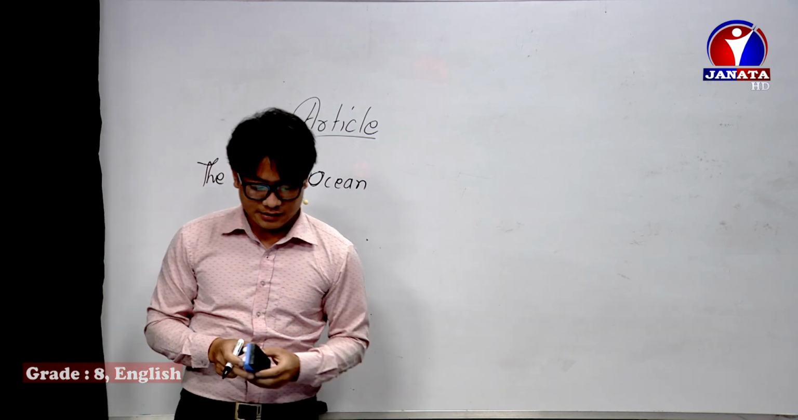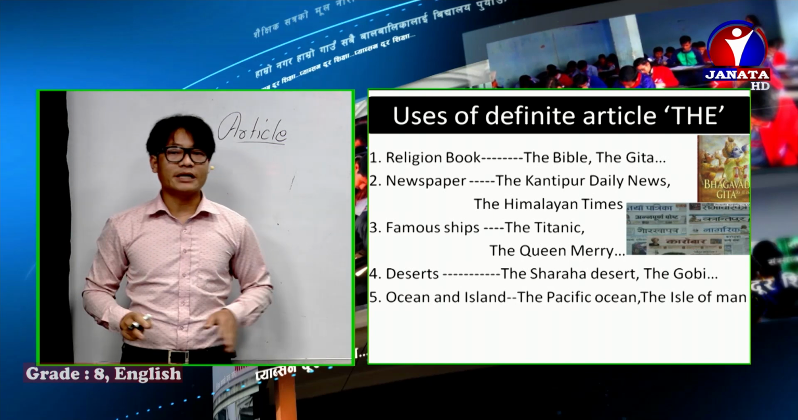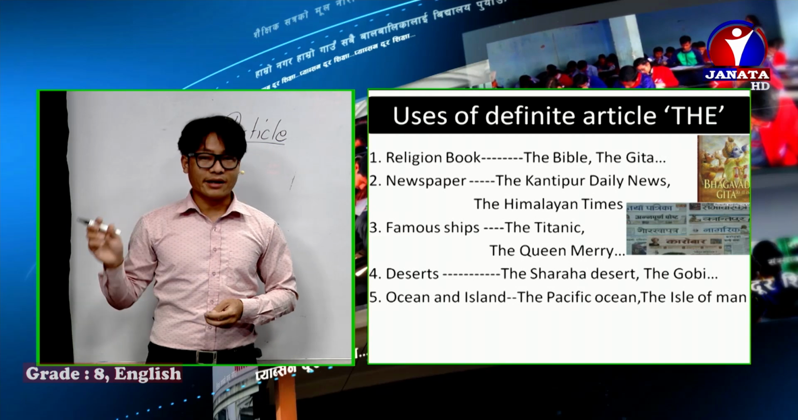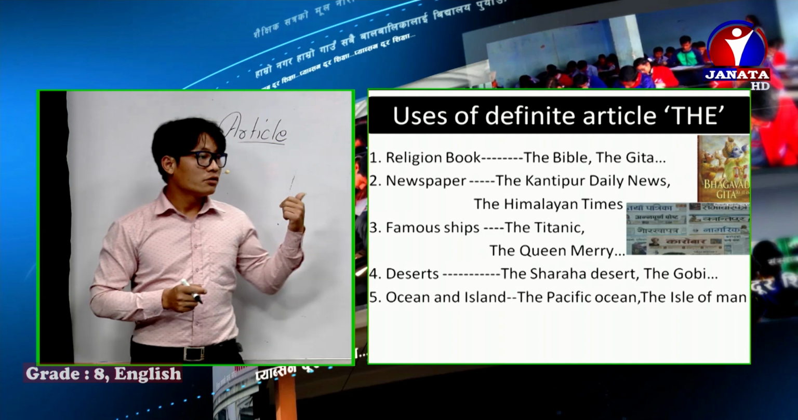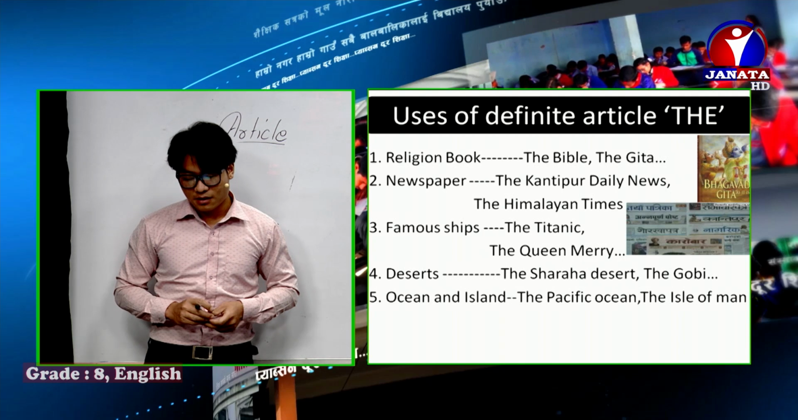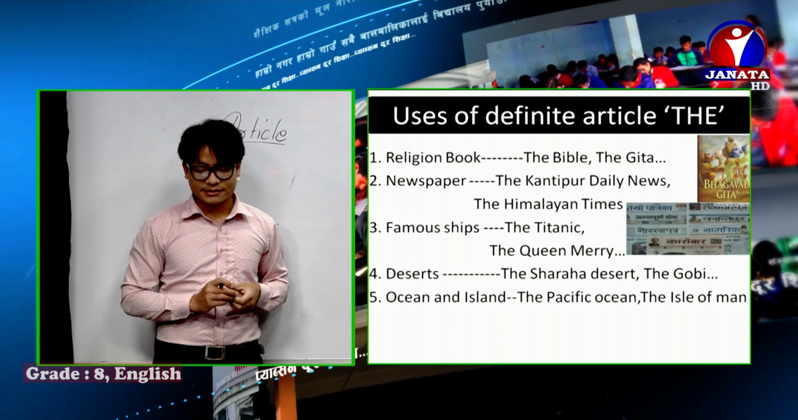And there is island. In the case of island, also the same. If there's only the island word, then you should use an island. But if there's a name of island, then you should use the article. There is one example, the Isle of Man. The Isle of Man. This is an island.